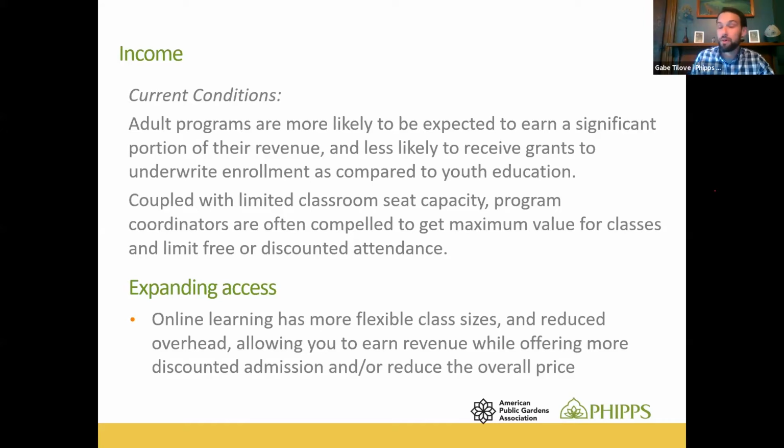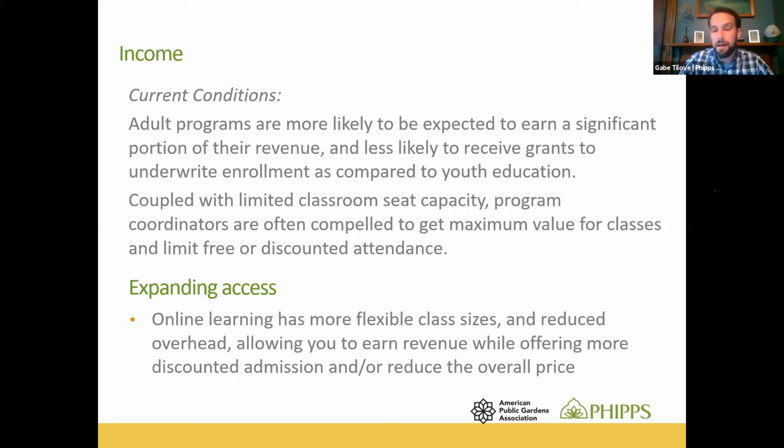With online learning, there are more flexible class sizes. You may have a natural limit in Zoom of 100, but it may only be an extra 40 or 50 bucks to expand to 300 or 500. So it's very easy for us to add more capacity as needed. There's also reduced overhead. For a conference style event, I'm not paying to fly speakers in, I'm not paying for lunch, I'm not paying for linens. And so my overhead is usually reduced, which allows me to earn my revenue while offering more discounted admission without hurting my bottom line.